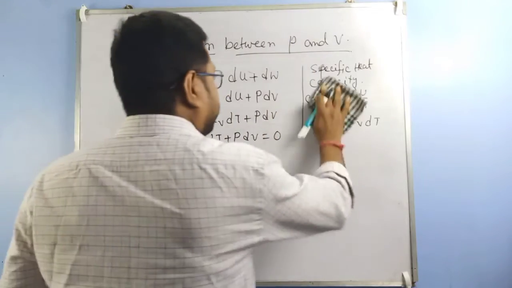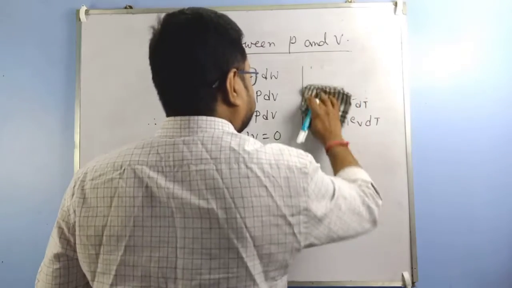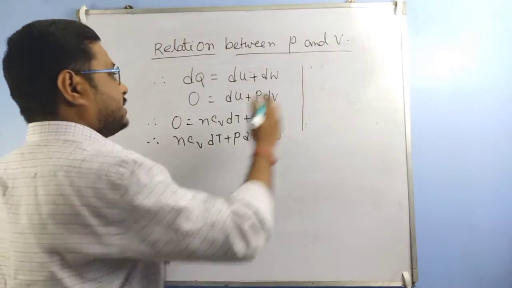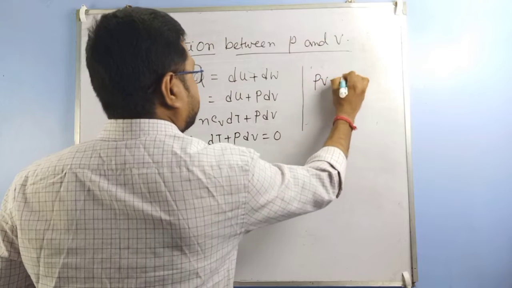Now we can go with the ideal gas equation. What is the ideal gas equation? PV is equal to nRT.